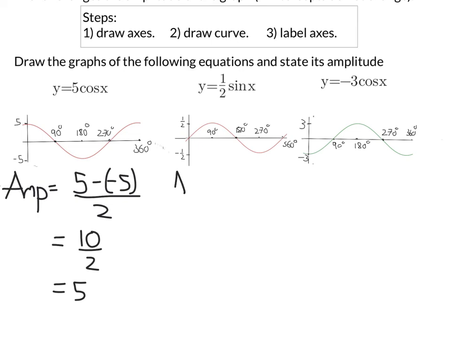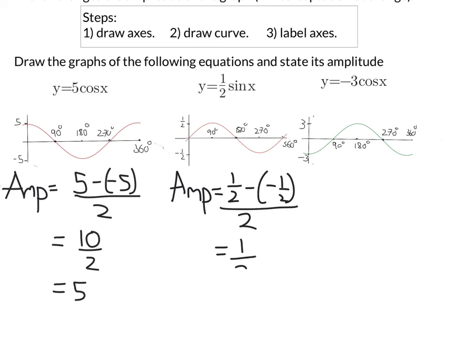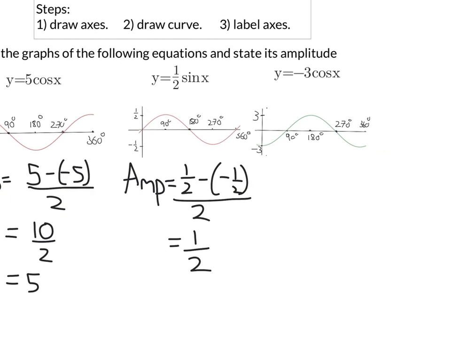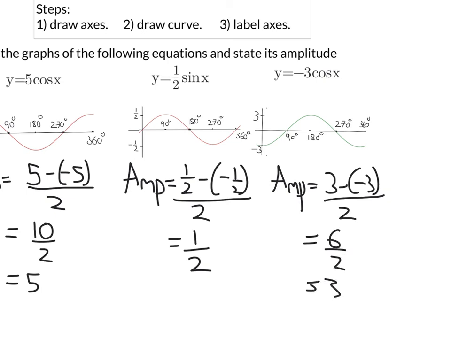Let's look at this second one. The amplitude is going to go between a half and -1/2, all over 2. A half, take away -1/2 is a whole, and divide by that 2 becomes a half. Let's just move this over a little bit for this last one. So the amplitude is going from between 3 and -3, and then we divide that by 2. So 3 subtract -3 is 6, divide that by 2, and the amplitude is 3.